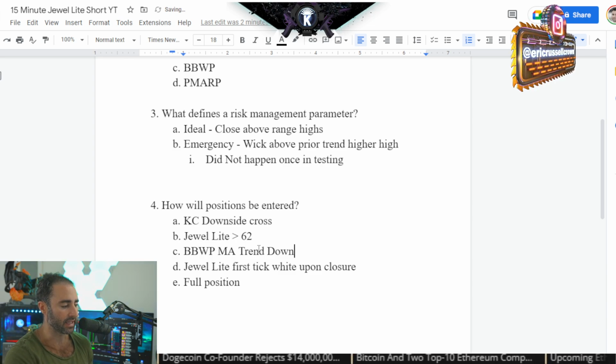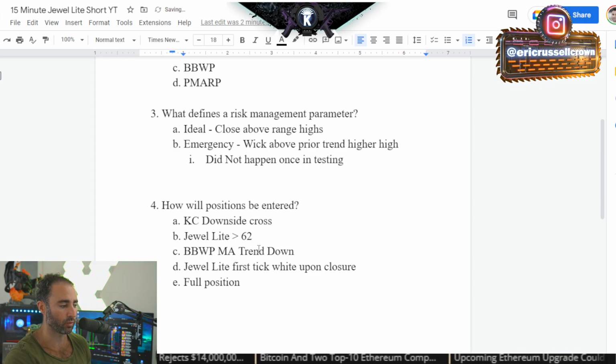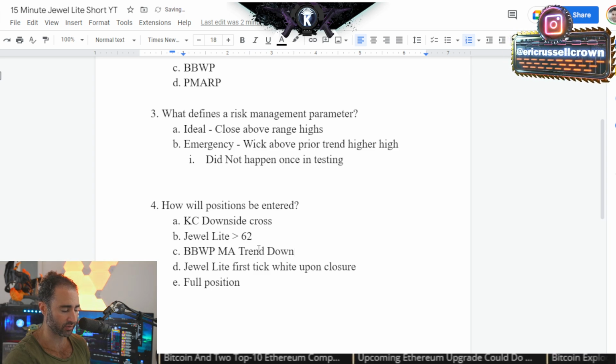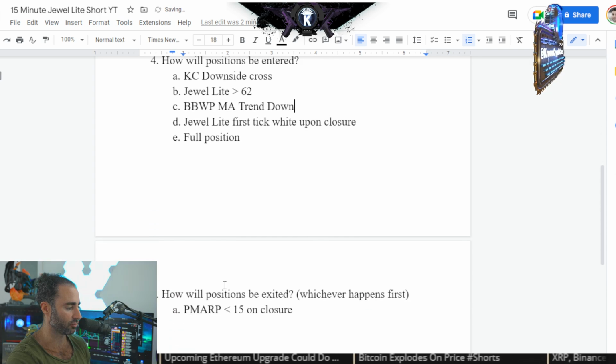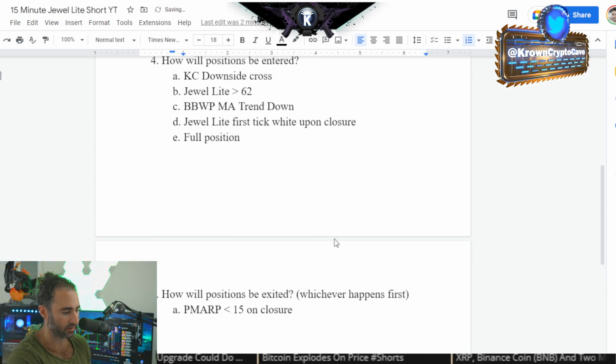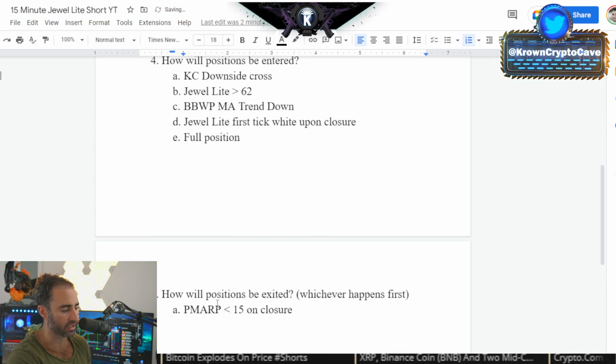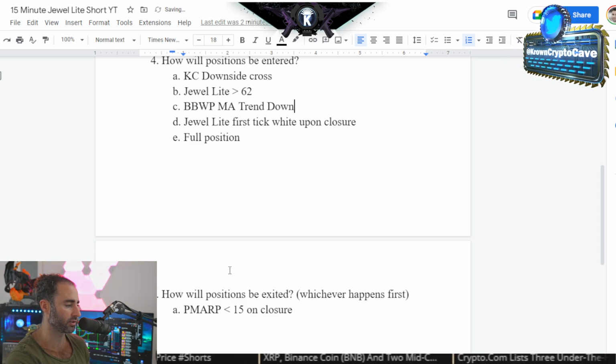If that was not clear. And then the entry will be on the Jewel Lite first tick white upon closure. That's just the only way that I can actually test it in this case right here. And then we're looking for a full position in this case as well. And how will positions be exited, profit taken essentially, when PMARP is below 15 percentile on closure.